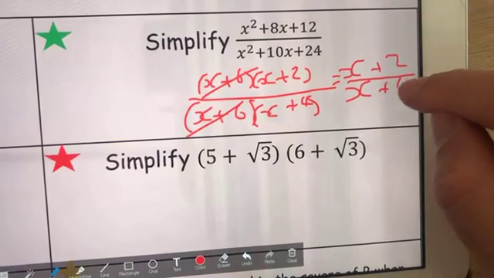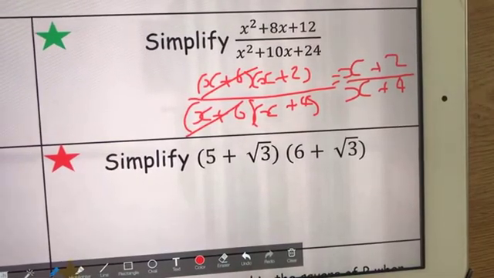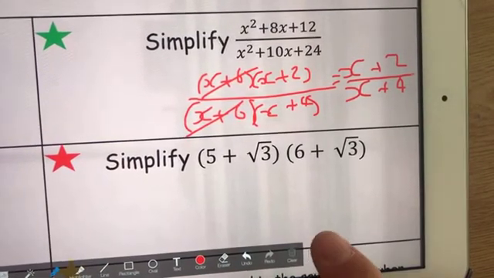That can't be simplified anymore. So that's the final answer. There's no more left to go for that. 3 points.